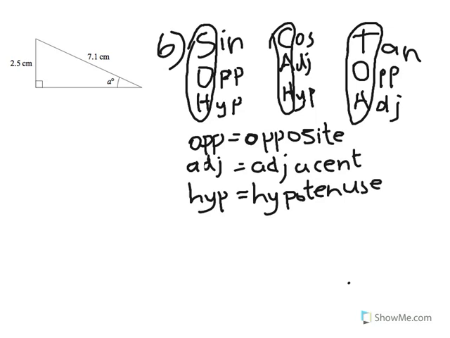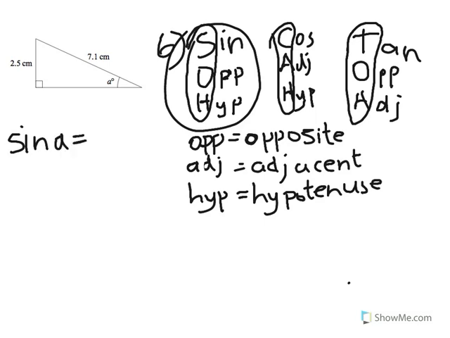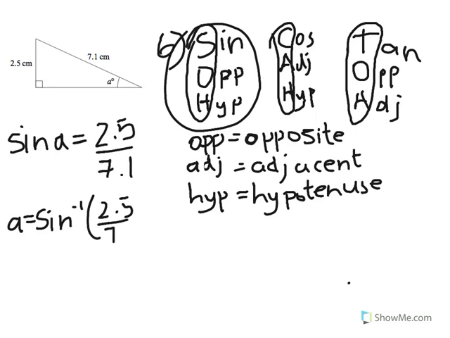Okay, so in this case, what are you given? You're given opposite and hypotenuse, meaning you have to apply the sine function. Sine of the angle A is equal to the opposite, which is 2.5 centimeters, over the hypotenuse, 7.1. Now A is equal to... you don't divide both sides by sine, because sine is a special function. So you have to do sine inverse of 2.5 over 7.1.